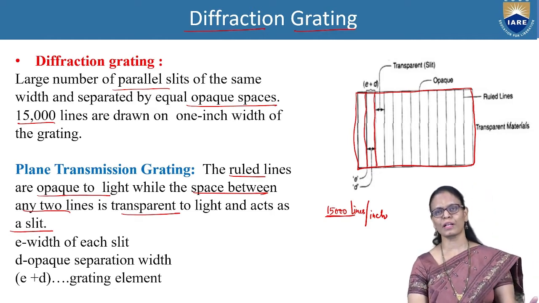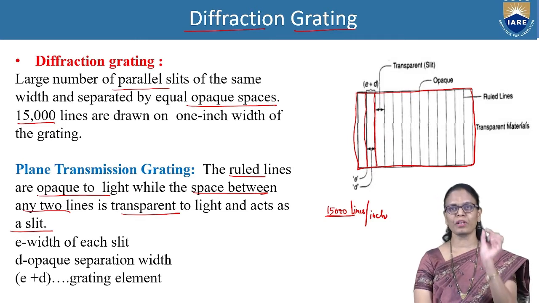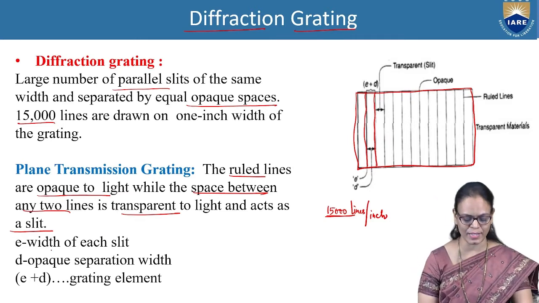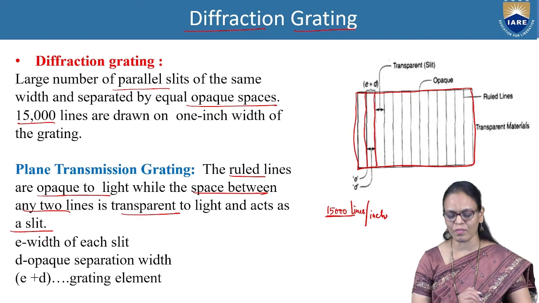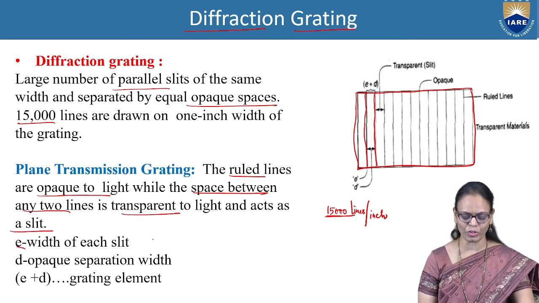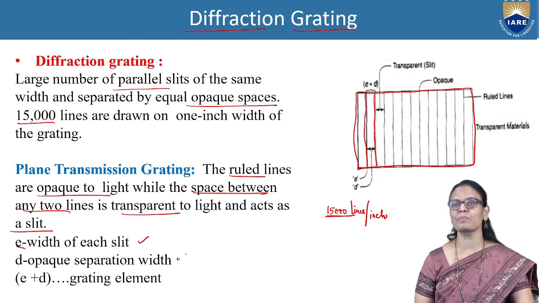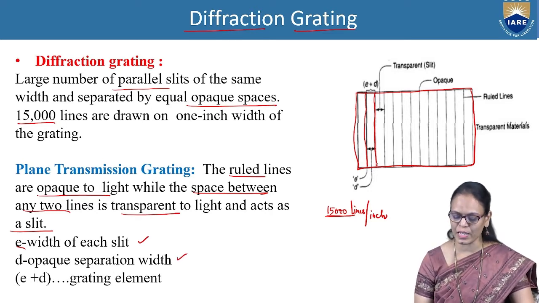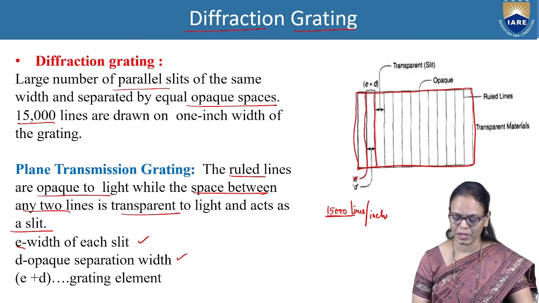Because in all numericals we are going to refer the width of each slit as E plus D. So how are we going to understand that? E is the width of each slit and D is the separation between the slits. So you see here, this is E, I'm writing, and the separation we are talking about as D.